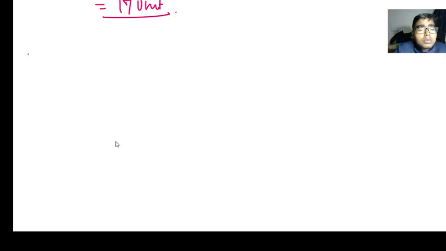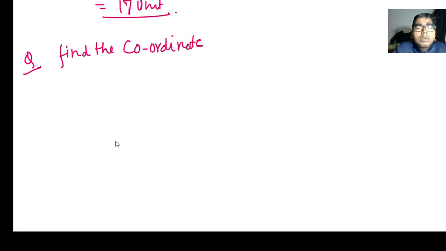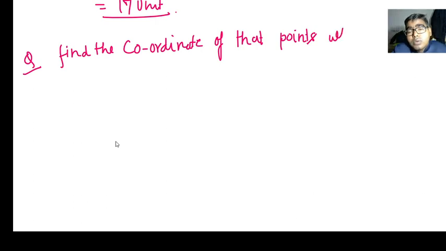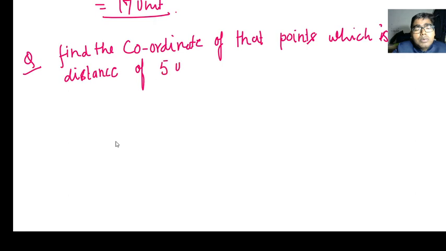Find the coordinates. Next question. Find the coordinates of that point. We have to calculate the coordinates of the point which is at a distance of 5 units from the point (6, -3).